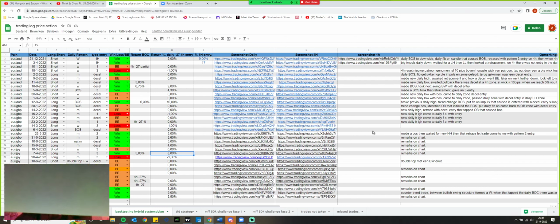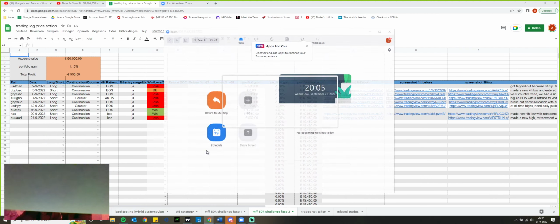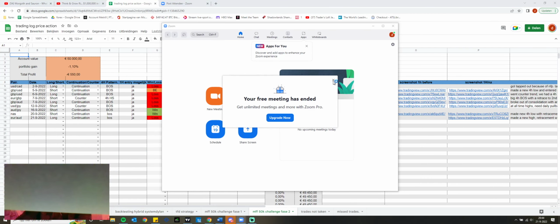I target a minimum 1 to 4. So if I have like a banging trade, it gives you a 4, and then you have some room, because this is my current challenge, the phase two. Oh, we got messed up again.